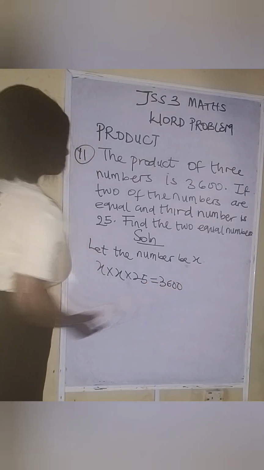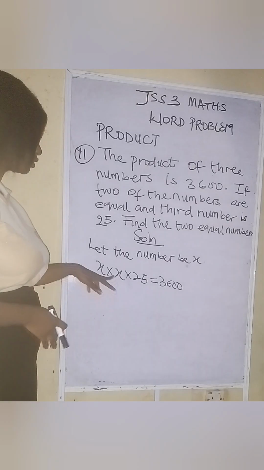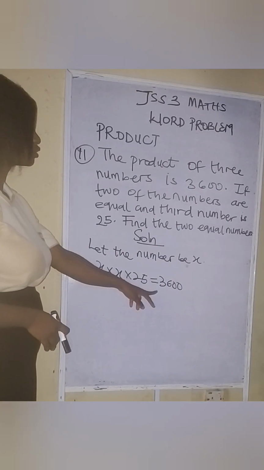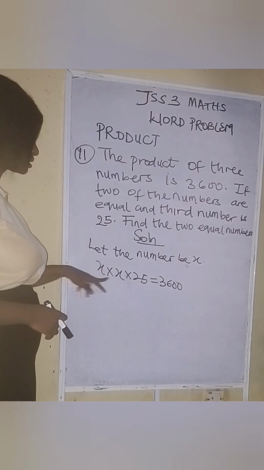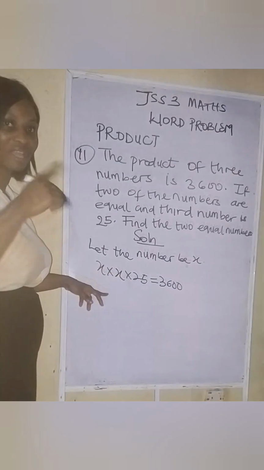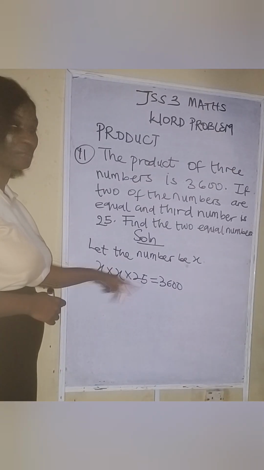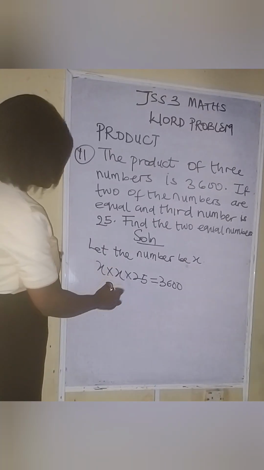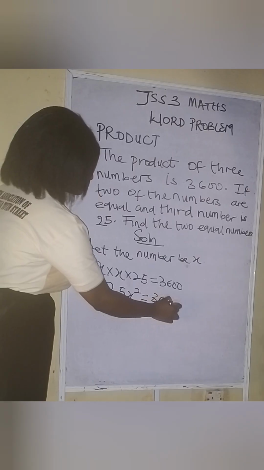Alright, since they put product, which means multiplication, that's why we're using the multiplication sign here. So we are going to multiply these three numbers, which equals 3,600. We are going to multiply everything. x times x is x squared, because it is x raised to power 2. Then you multiply x squared by 25. That is 25x squared. 25x squared equals 3,600. Are you seeing it now?